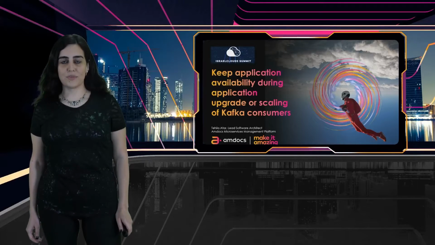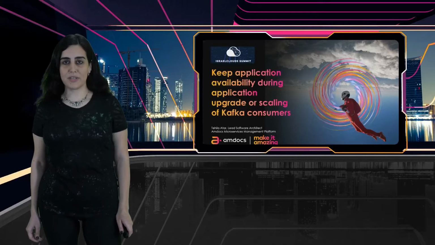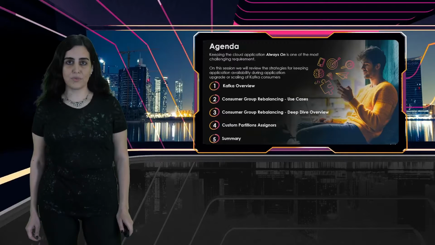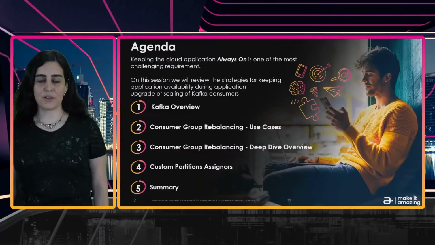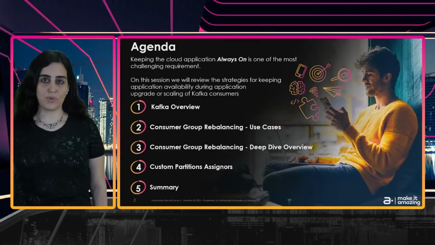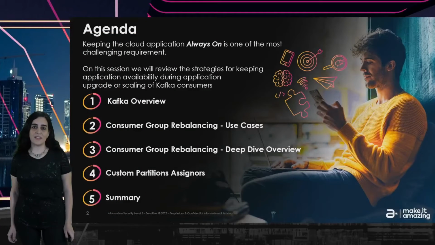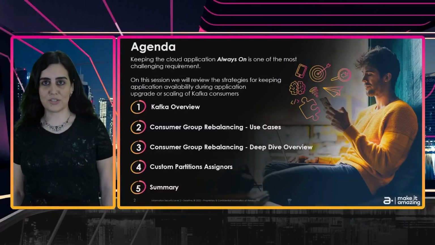In this session, we'll review how we can keep application availability during a Kafka consumer upgrade or scaling. We'll start with a quick Kafka overview, and then we'll see some very interesting use cases for Kafka group rebalancing. Then we'll have a deep dive to understand exactly how Kafka consumer group rebalancing works, and we'll see how we can even customize the partition assignment logic on the consumer side. Then we'll summarize what we learned today.